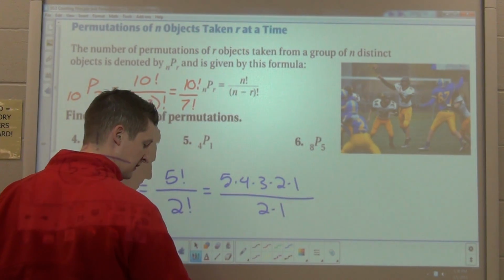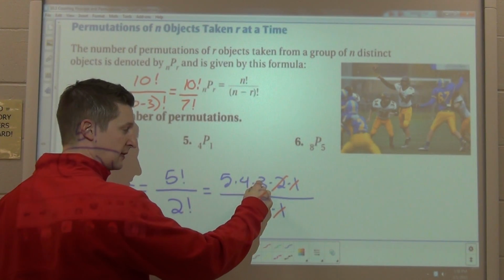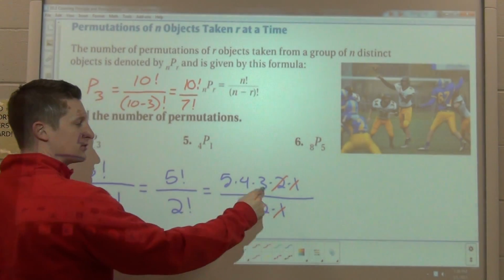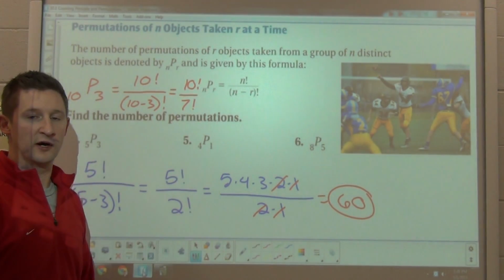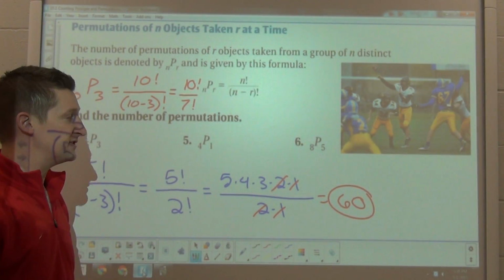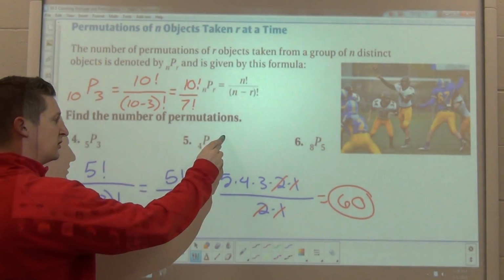2 factorial is 2 times 1. I could cancel the 2s, I could cancel the 1s. 5 times 4 times 3, well, 5 times 4 is 20, times 3 is 60. That's the same thing that our calculator spat out for us as well. So, pretty easy to do permutations on your calculator, especially if you're simply given the notation.